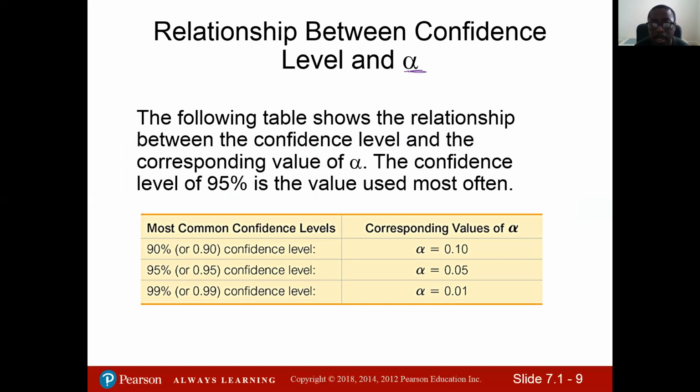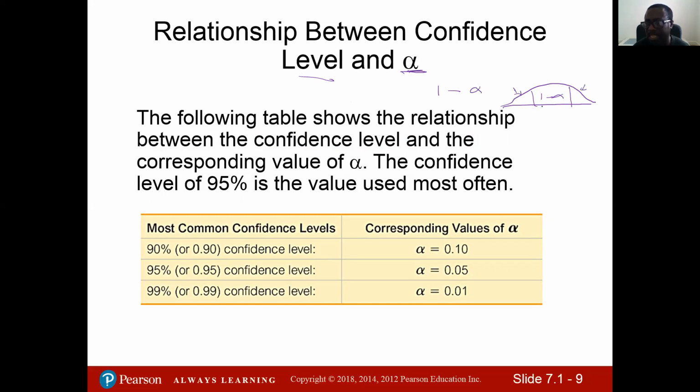Okay, confidence level and then alpha. We know that this is 1 minus alpha. If I have a density curve, the middle is the confidence level that we talked about, and the tails, if you add them together, you get alpha.